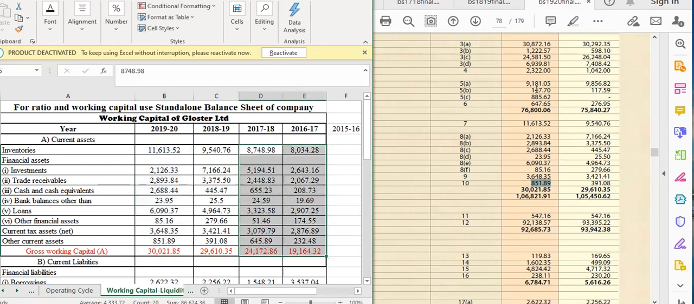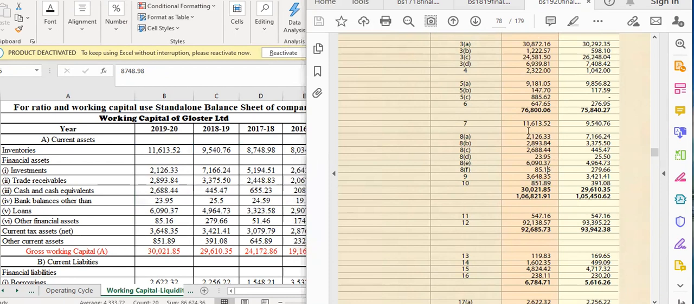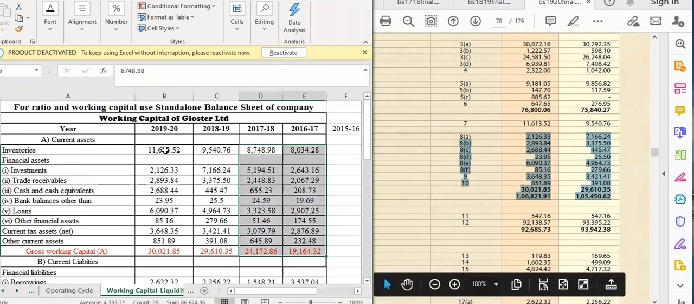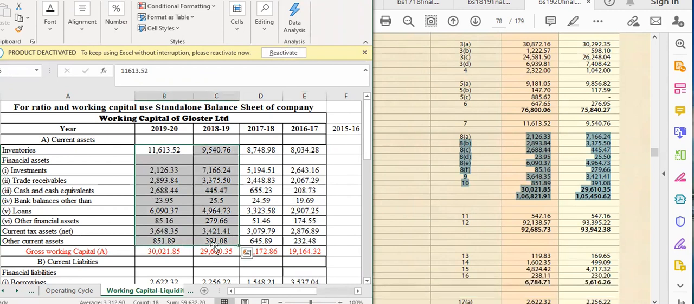In the financial year 2019-20 balance sheet, I got the financial data for 2 years. The same I have copied here. You can see 29,610.35. I have done the same for 2018-19 also. Done. So this is the current assets data.